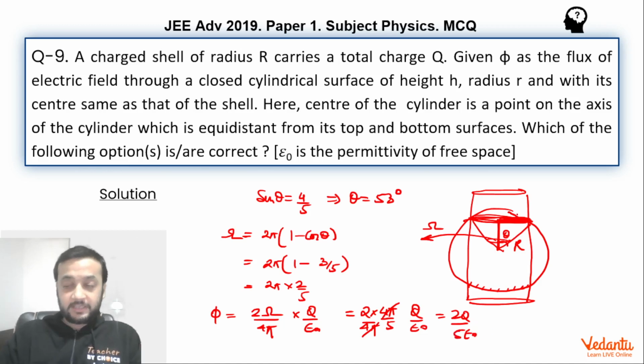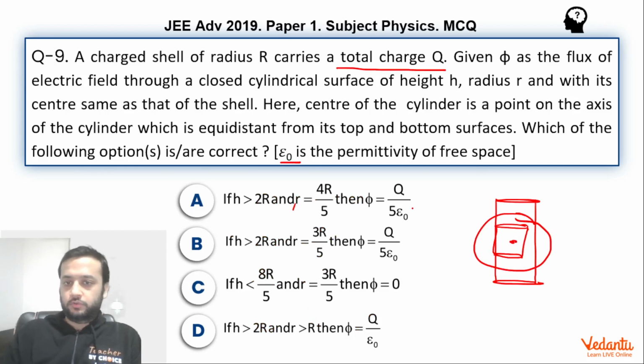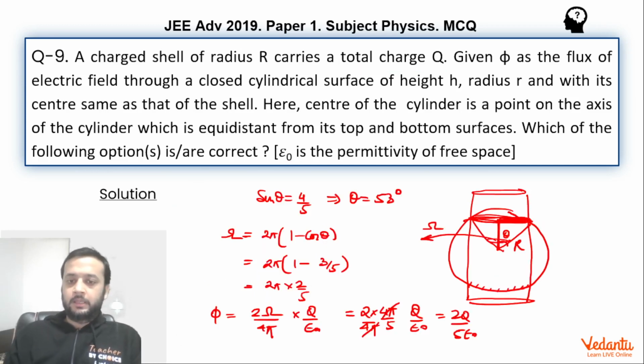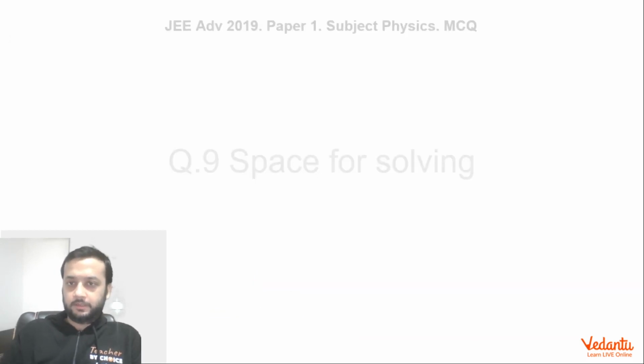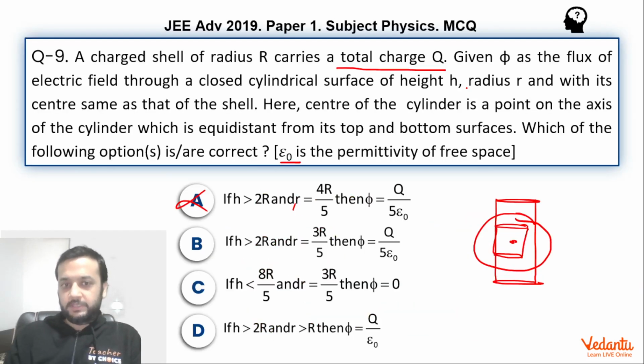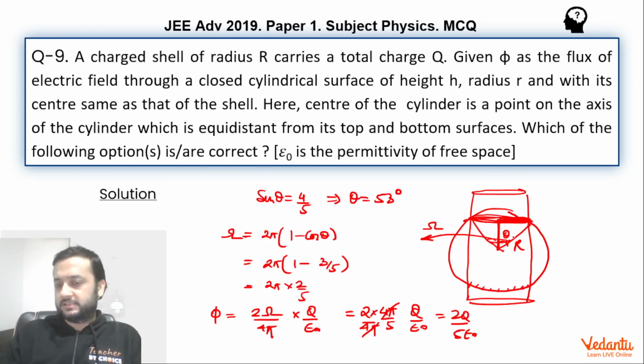And remember, here we have assumed that the charge has been uniformly distributed on the shell, right? So of course this doesn't match. Option A is wrong. Okay. Now let's check option B. Option B says that r is 3r by 5. So the only thing is that this theta will become 37 degrees, because this is 3r by 5 and h is still greater than 2r. So in this same figure, theta will become 37 degrees.